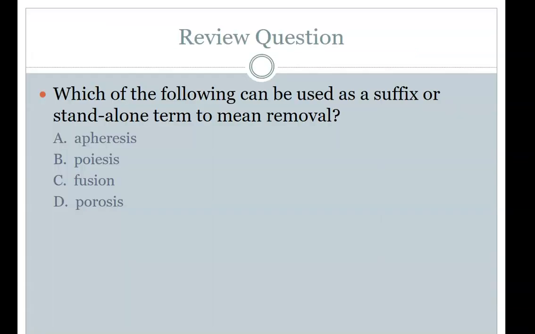Review question. Which of the following can be used as a suffix or a standalone term to mean removal? A. Apheresis. B. Poiesis. C. Fusion. Or D. Apheresis. And your answer here will be A. Apheresis.